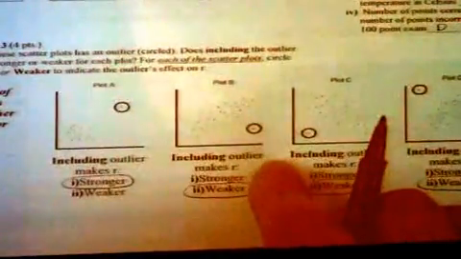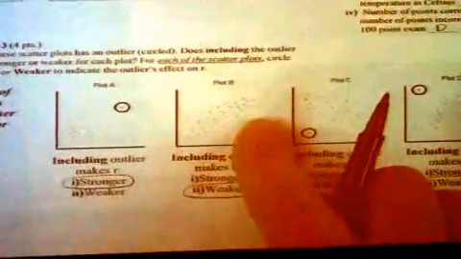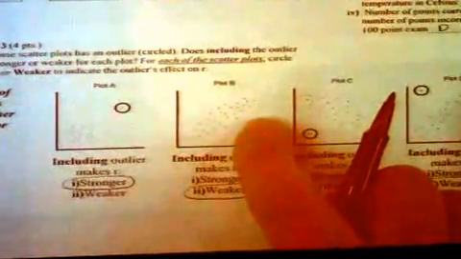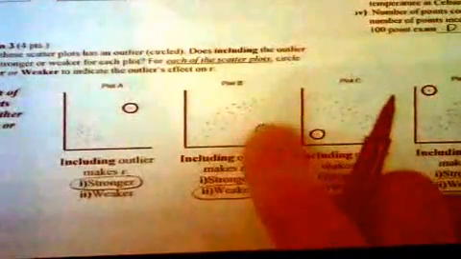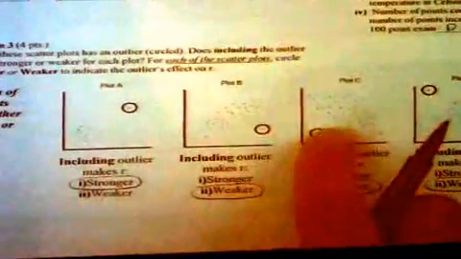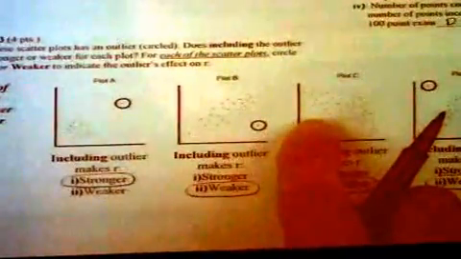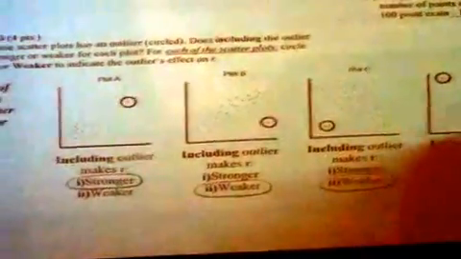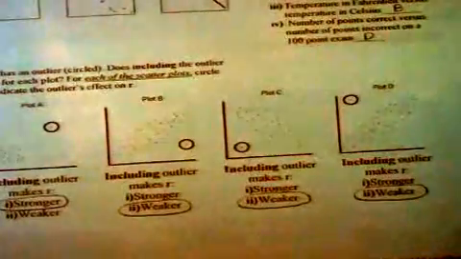Now, without the outlier, you have a pretty strong negative correlation. When you include it, it weakens it. They're all the same way here. It weakens the correlation when you include the outlier, because it's far away. So that's the only one that some people had questions about.